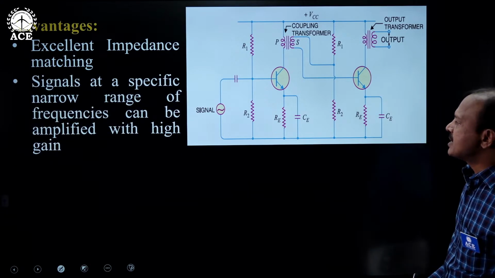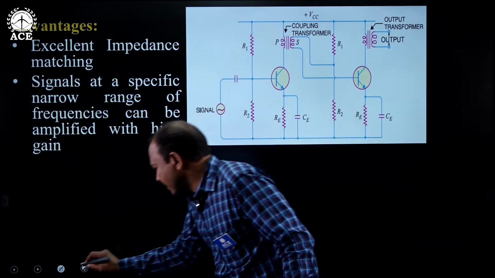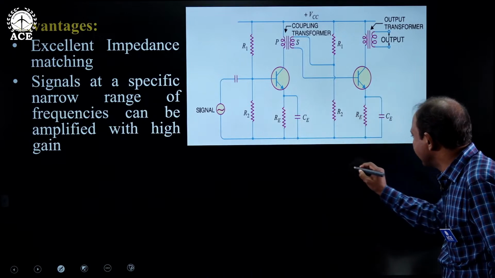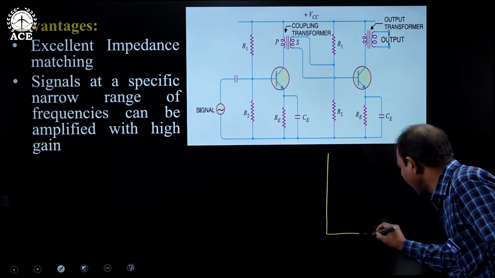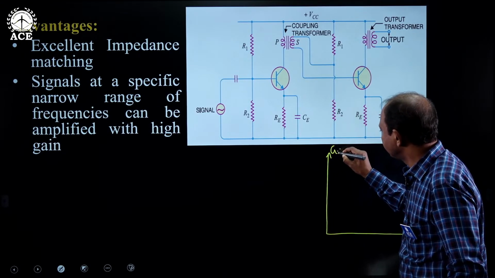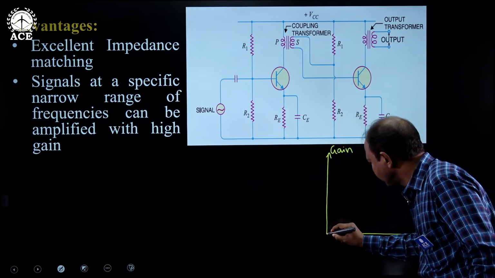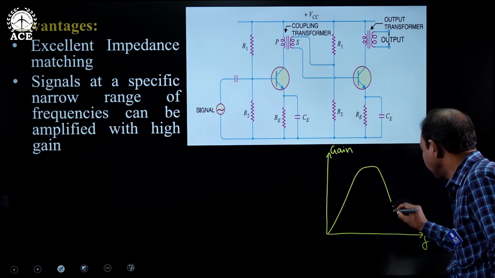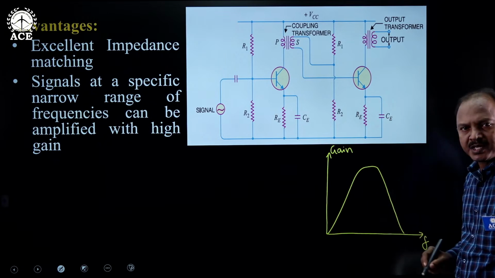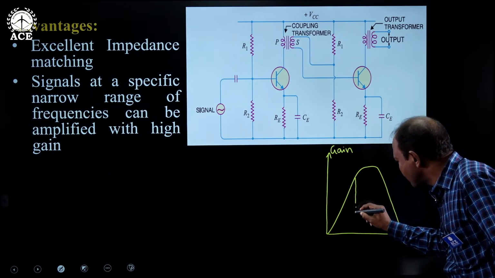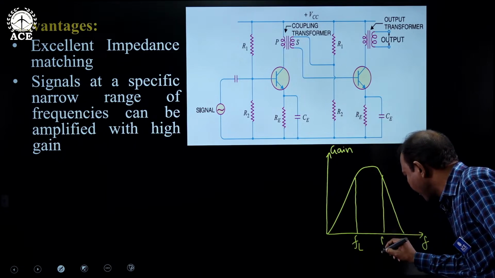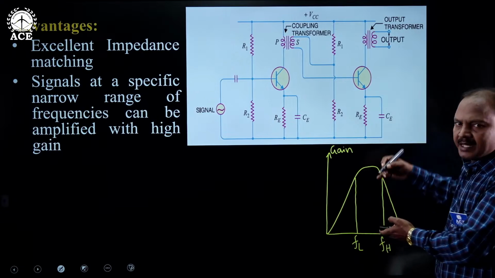Second one, signals at a specific range of frequencies can be amplified to a high gain. Now if you look at the frequency response of this amplifier, you can easily understand that. The frequency response of transformer coupled amplifiers can be shown like this, where signals at a very specific, narrow range of frequencies only can be amplified, but with high gain they are amplified.